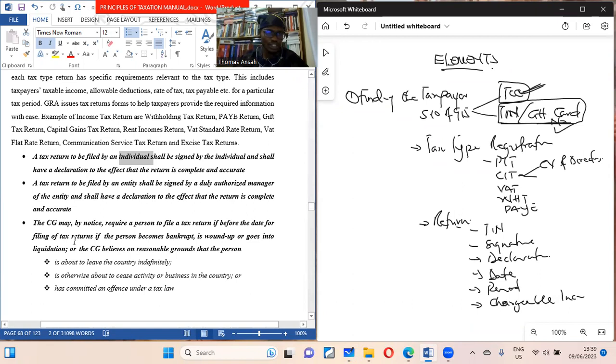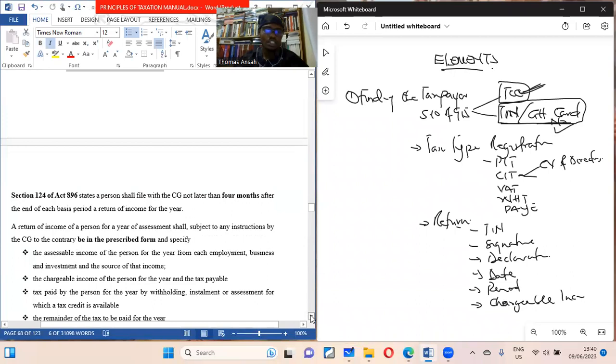So the Commissioner General by notice may require a person to file a return before the filing date is due. If he realizes that the person is going bankrupt, the person is winding up, or the person is even traveling indefinitely, about to leave the country, cease activities, or committed an offense that is taking him to permanent prison, he may ask you to file a return.